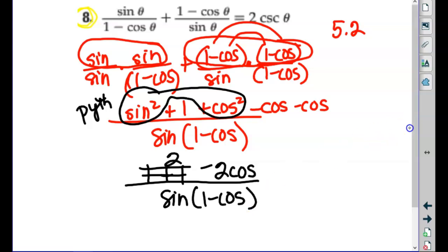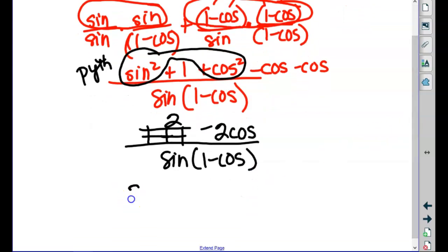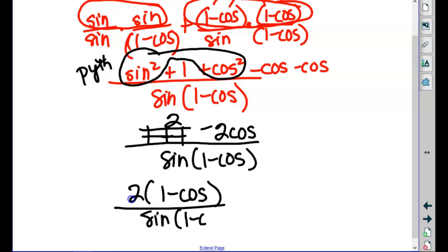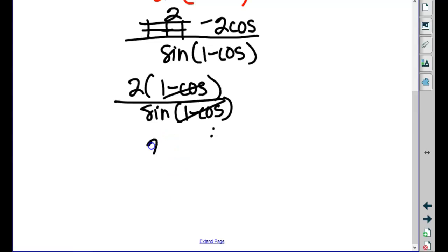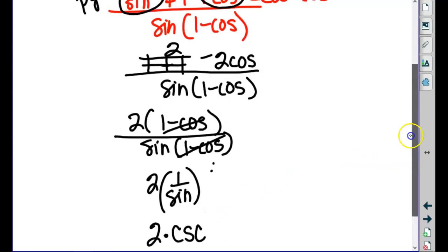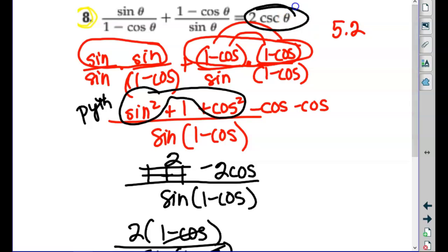Now what? Take out a 2. So we have 2 over sine. 2 times 1 over sine becomes what? So 2 cosecant? Is that what we were supposed to get on the right-hand side?